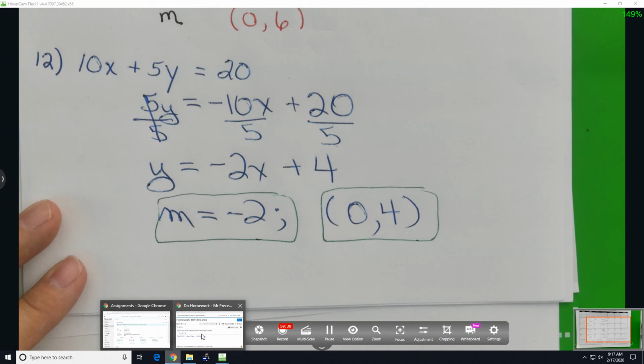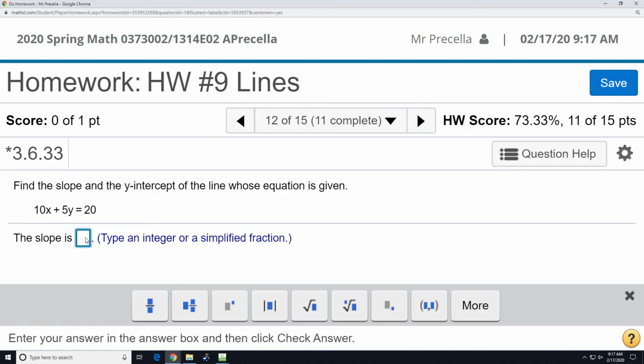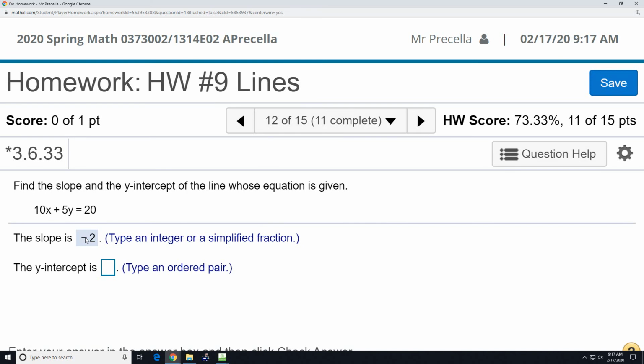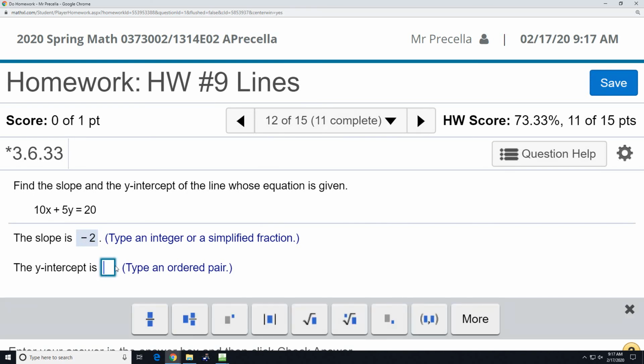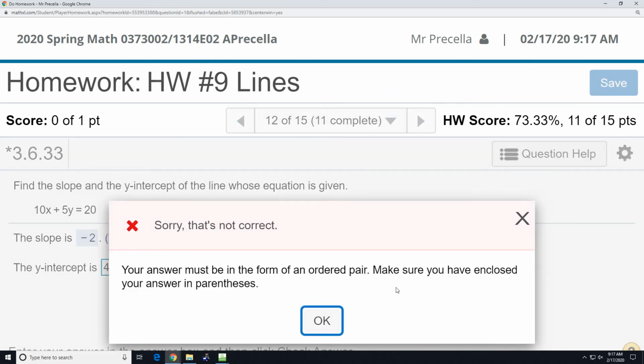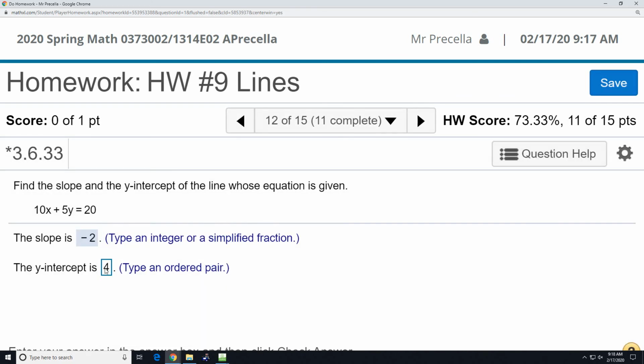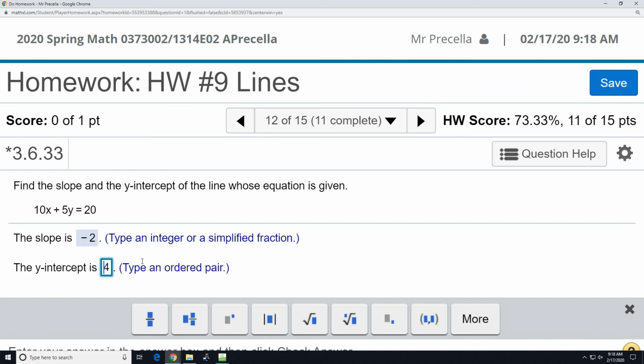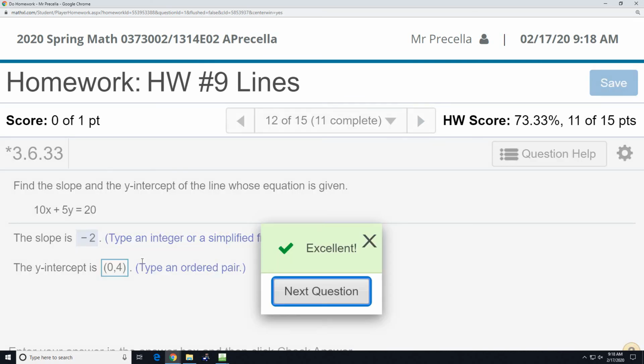So negative 2, 0, 4. If you do this, 0, 4, what is it going to say? Or if you, heck, if you just put a 4, it's going to say, oh, it must be in the form of an ordered pair. It's saying make sure you've enclosed your answer in parentheses. Well, you got to do more than just that. You got to have the parentheses, 0, comma, right arrow. There, that looks right. Any questions?